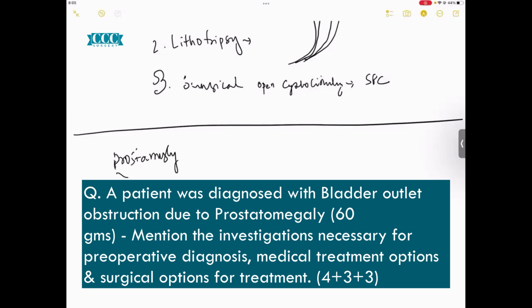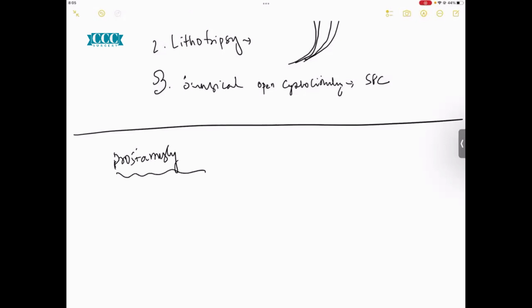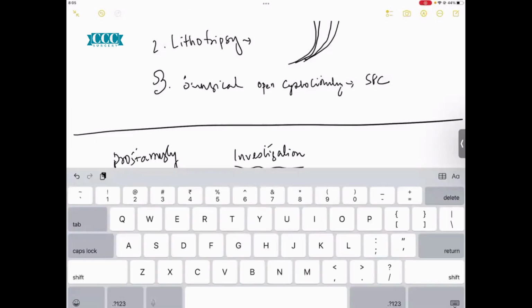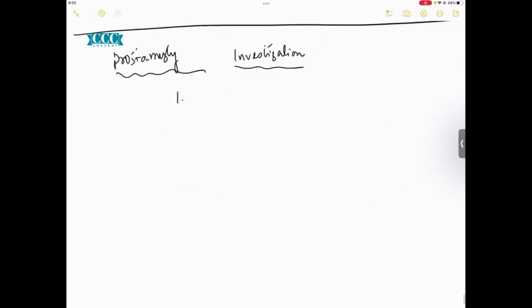Now the question is, what are the investigations that you are required to do in a prostatomegaly? Number one is that you need investigations for confirmation of the diagnosis. Okay. Now, confirmation of the diagnosis will require you to do an ultrasound transabdominal of the KUB P.